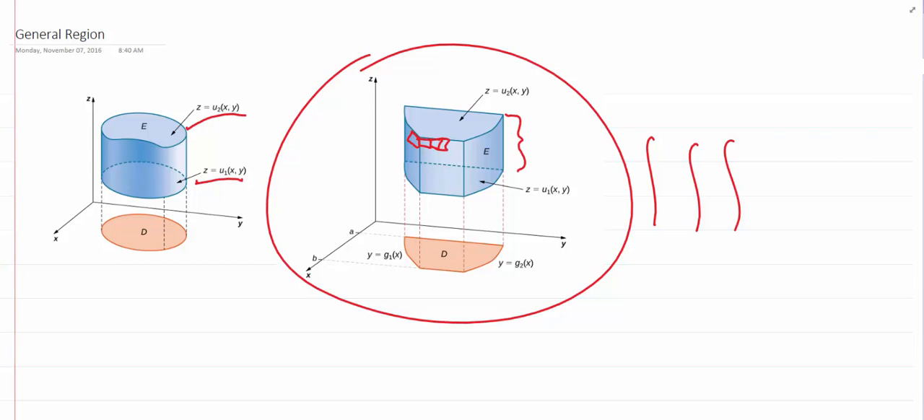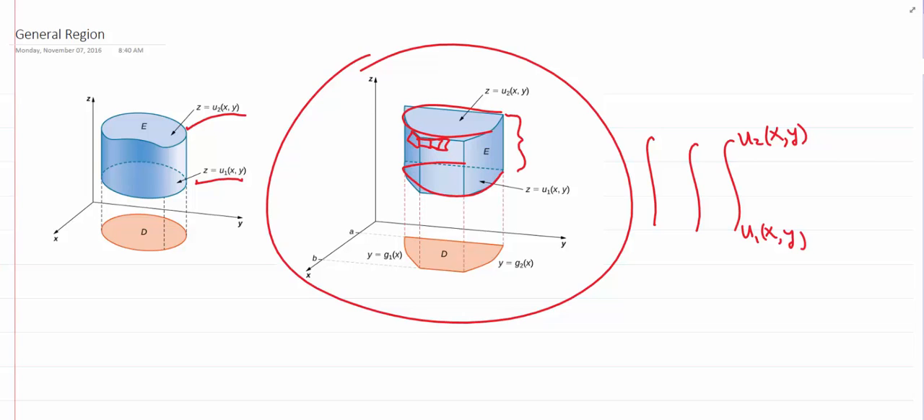So let's do this. First of all, I want to think about what Z does. If we think about getting this volume, Z goes from U1 up to U2, doesn't it? If U1 is this surface down here, and U2 is this one up here, we can think of Z going from U1 to U2. That's what it does.